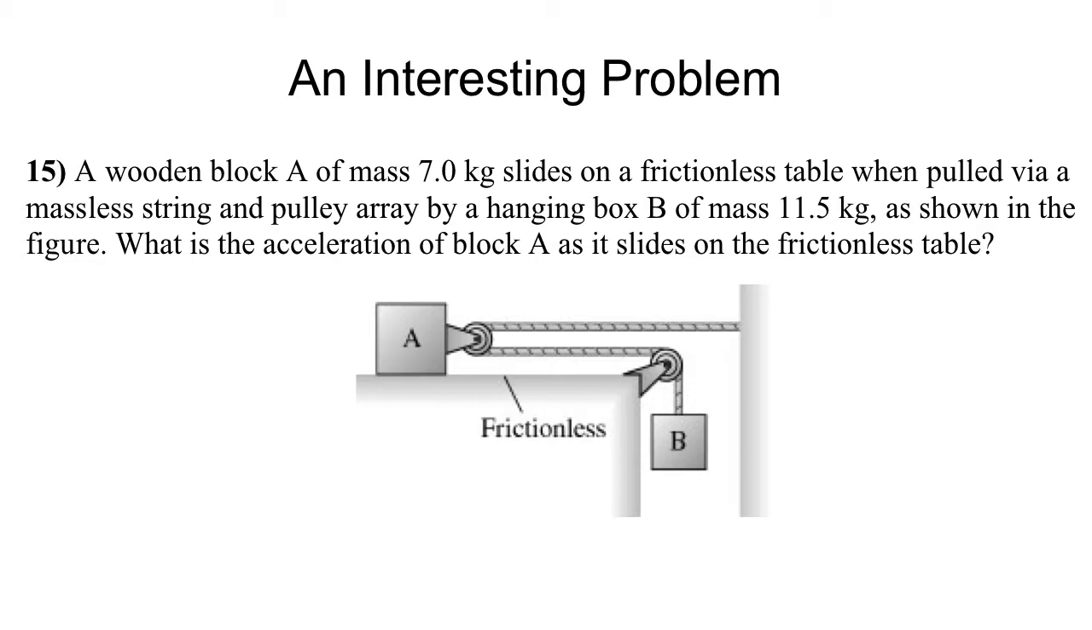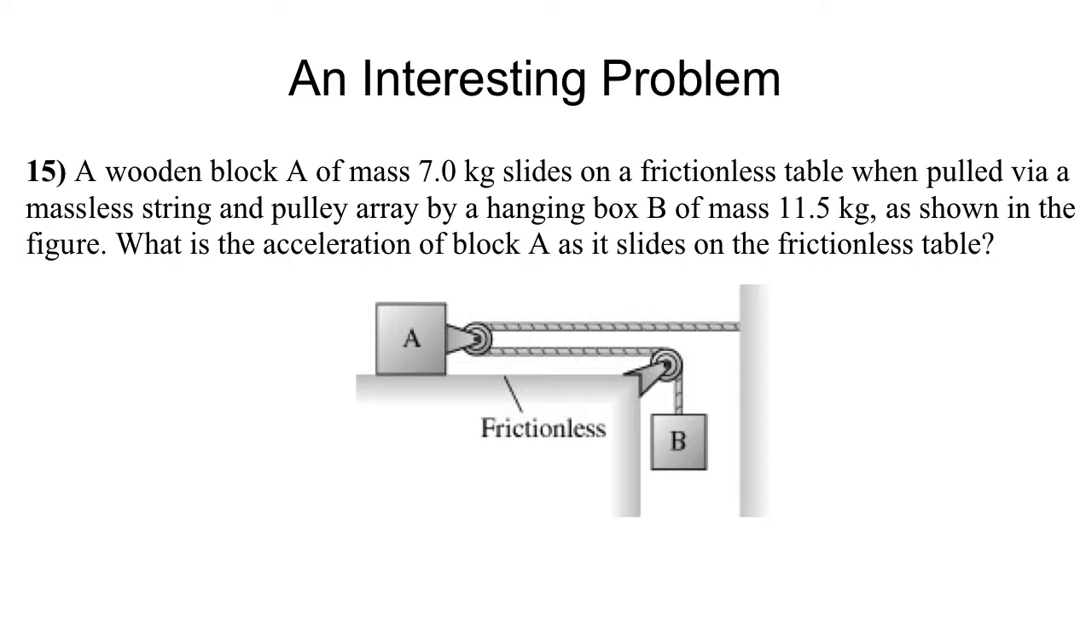A wooden block is sitting on a frictionless surface. It has a mass, and it's on a table that when pulled via this massless string, there's a pulley system. And there's a hanging box on the other end, box B, of another mass, slightly heavier. And the question is this: what is the acceleration of block A as it slides on this frictionless table?